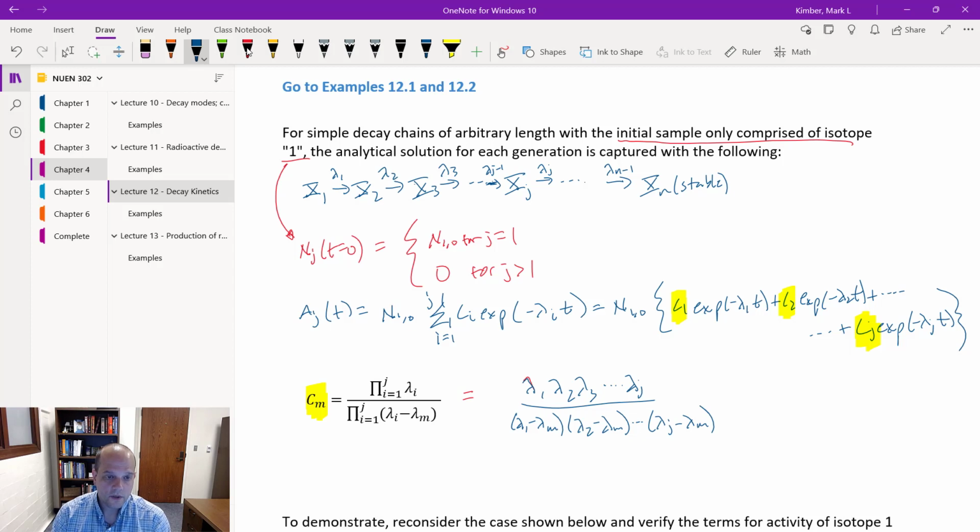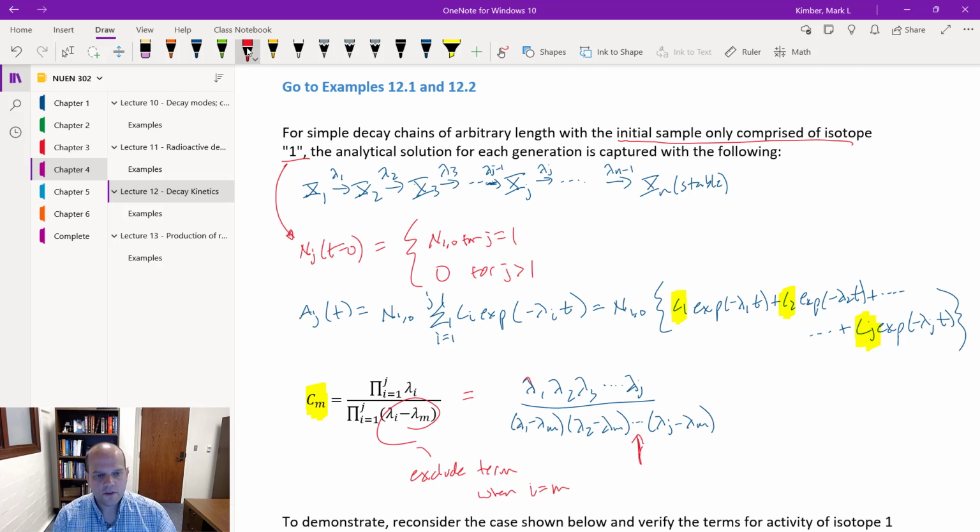And what we're going to do is exclude this difference when i is equal to m. In other words, there's not going to be any term here where we have lambda 2 minus lambda 2, because that's 0. That's going to blow up the expression for Cm.